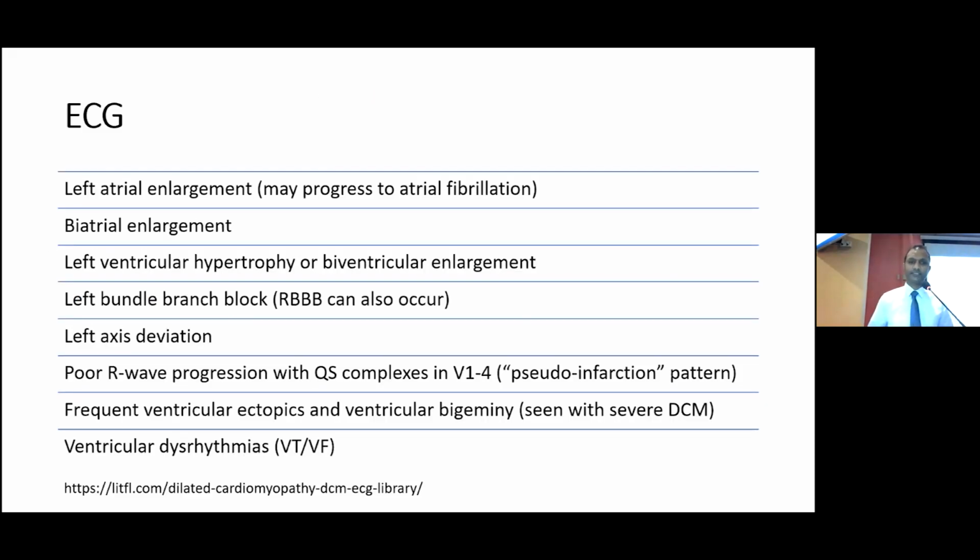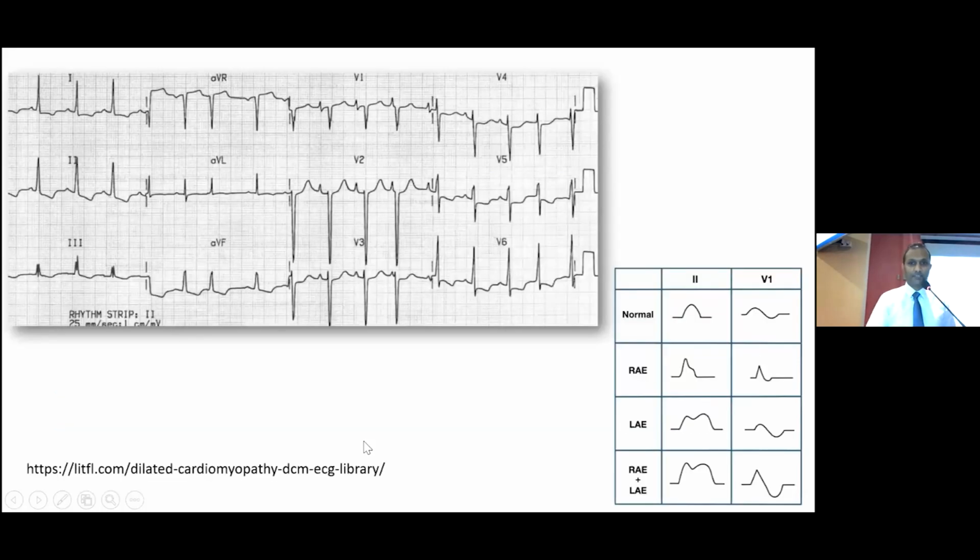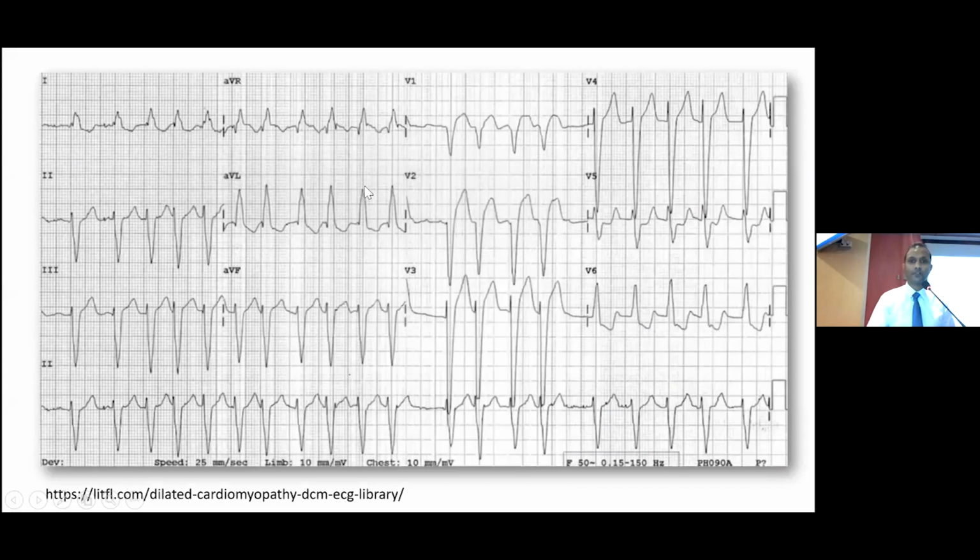If you take the ECG, they can have left atrial enlargement, biatrial enlargement, LVH criteria. Mainly, they can have left bundle branch block, and they can have a pseudo-infarct pattern with QS complexes in precordial leads, and various types of arrhythmias as well. In this ECG, you can see the LVH criteria, LV strain, and right atrial dilatation plus LA dilatation. This ECG is actually showing a left bundle branch block pattern with atrial fibrillation.